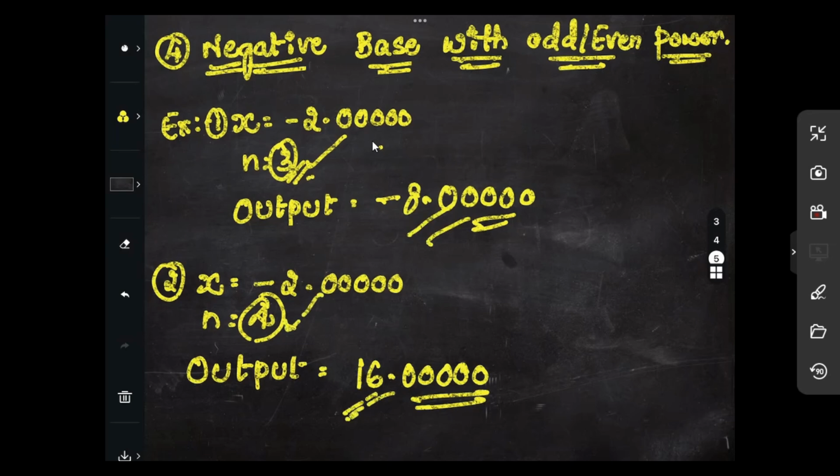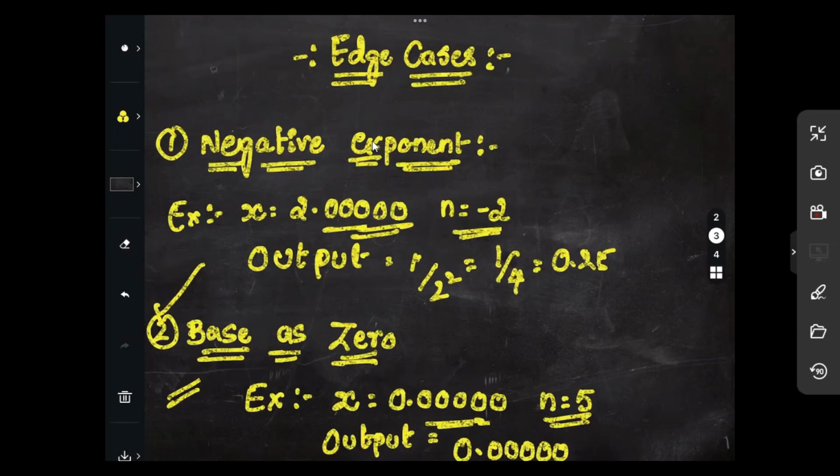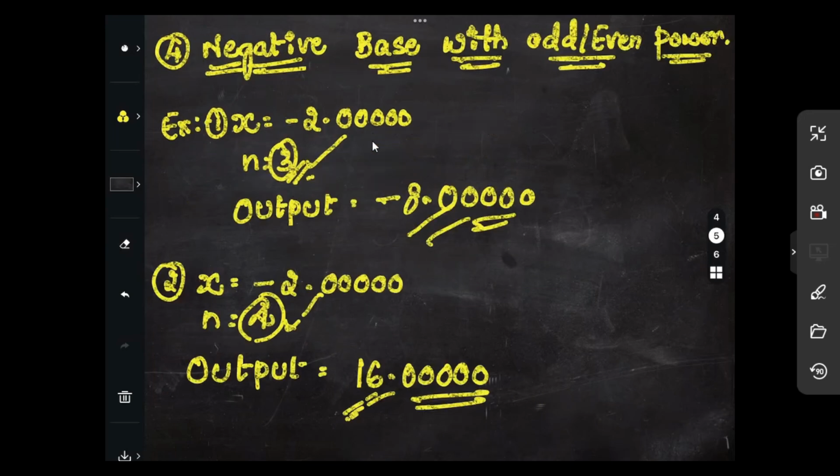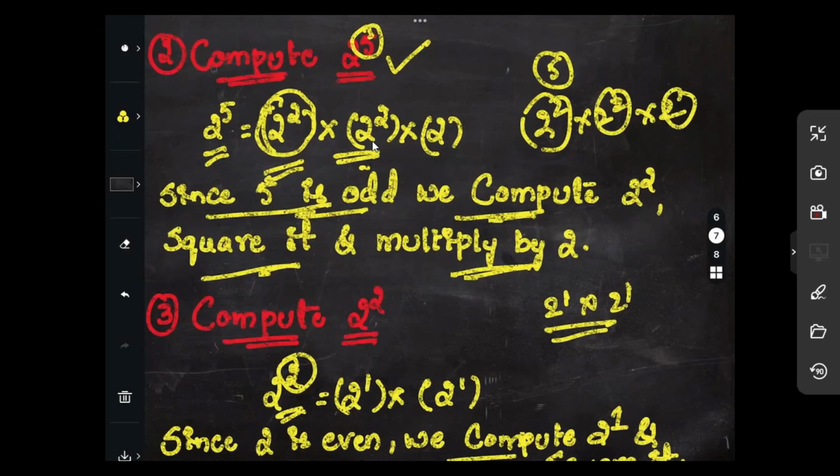So these are the 4 edge cases that we need to consider. The first edge case was for negative exponent, the second edge case was for base as 0, the third edge case was for exponent as 0, the fourth edge case was for negative base with odd or even power, right? I hope this is completely clear. Next, let's start writing the code. I hope the approach and edge cases are completely clear, right?